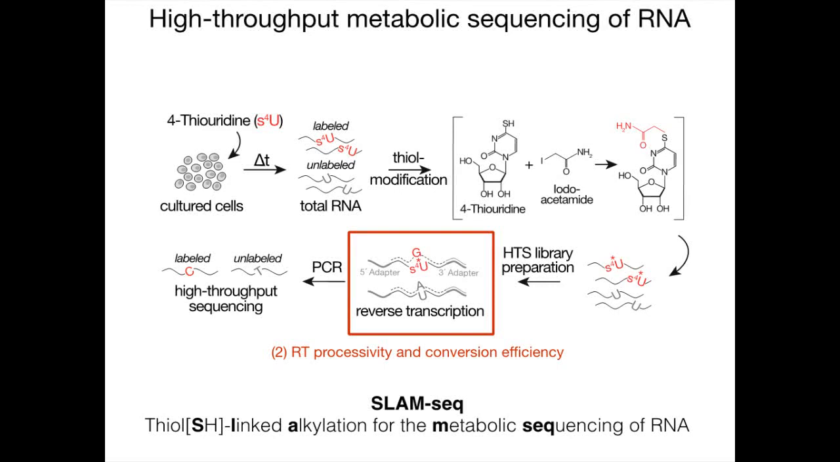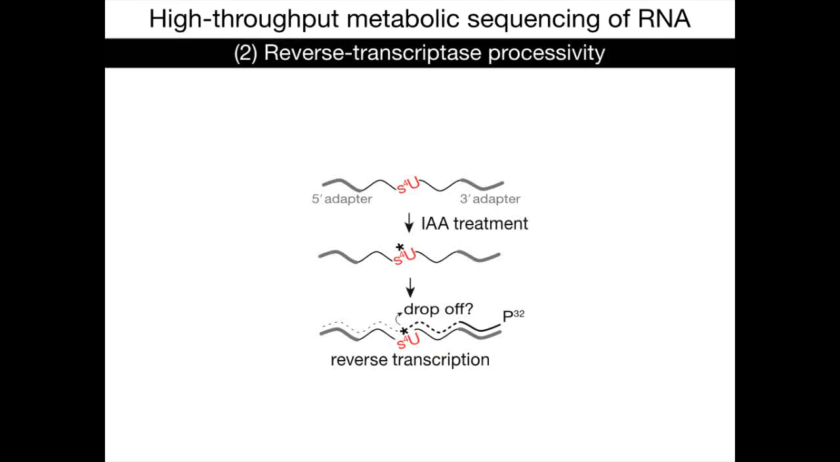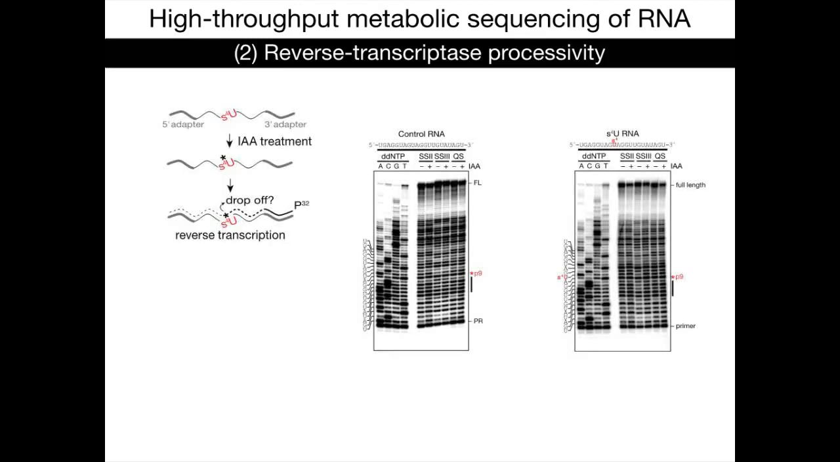Now, in a second important point, the quantitative identification of 4-thioU by sequencing presumes that reverse transcriptase passes alkylated 4-thioU residues without drop-off. We therefore determined the effect of 4-thioU alkylation on RT processivity in primer extension assays using radioactively labeled primer and synthetic RNA that contains a single 4-thiouridine at a defined position. So we determined this before and after treatment with iodoacetamide, and then assessed the products of the reverse transcription and possible drop-off signal by high-resolution gel electrophoresis.